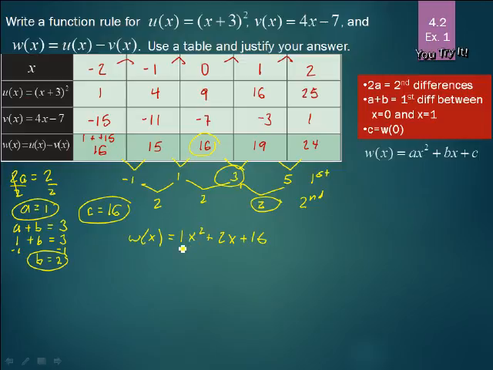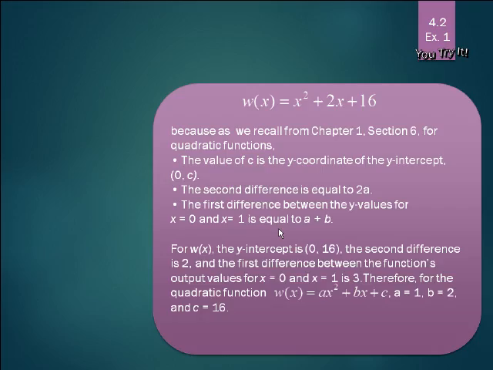So our final answer with its justification is w of x equals x squared plus 2x plus 16, because as we recall from Chapter 1, Section 6 for quadratic functions, the value of c is the y-coordinate of the y-intercept 0, c. The second difference is equal to 2a. The first difference between the y values for x equals 0 and x equals 1 is equal to a plus b. For w of x, the y-intercept is 0, 16. The second difference is 2, and the first difference between the function's output values for x equals 0 and x equals 1 is 3. Therefore, for the quadratic function w of x equals ax squared plus bx plus c, a equals 1, b equals 2, and c equals 16.